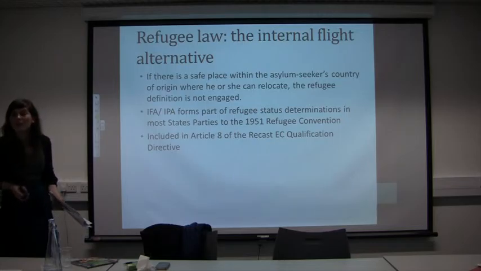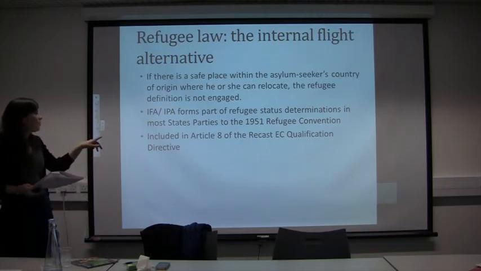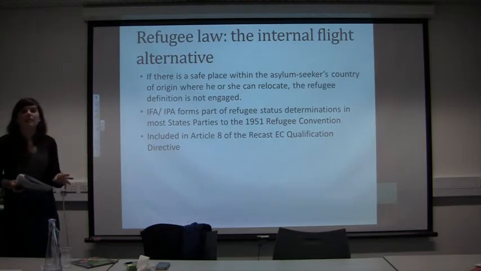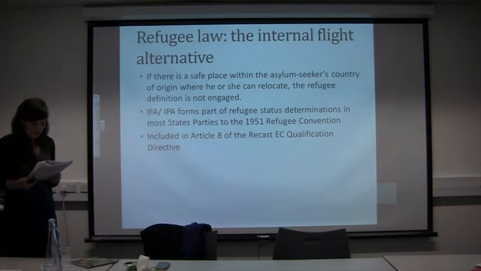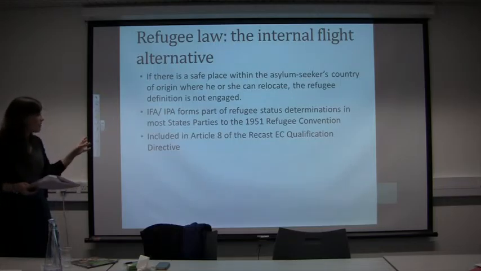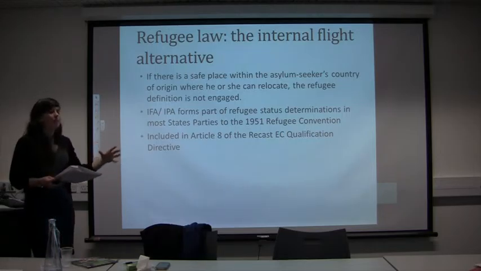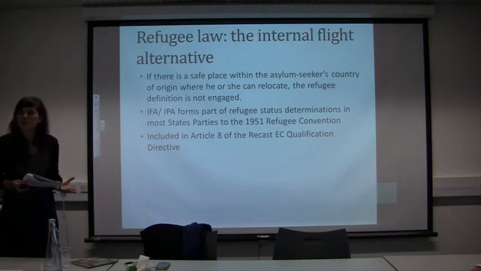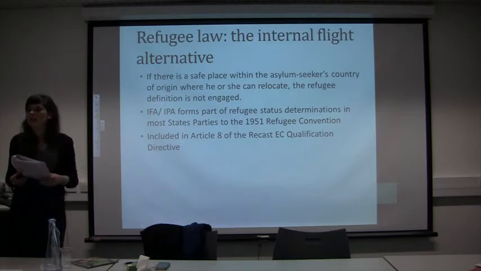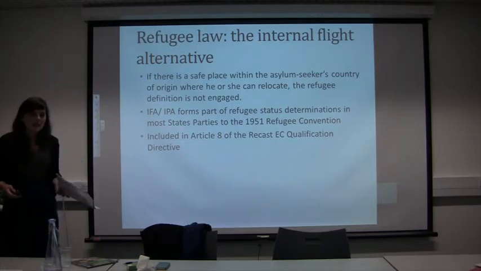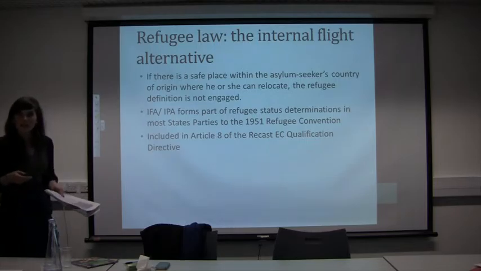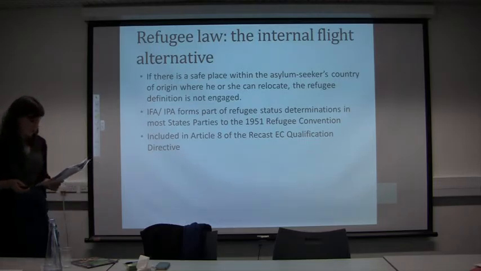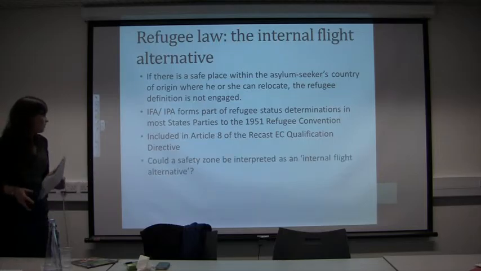And it's actually been incorporated into Article 8 of the recast EC qualification directive. So this binds nearly all European states. It explicitly says that when a European state is determining whether someone is a refugee, they are allowed to take into account any sort of protection measures, including protection by international organisations, which could of course refer to the UN or something like that, in the country of origin. And so it's giving explicit permission to consider those sort of internal flight alternatives.